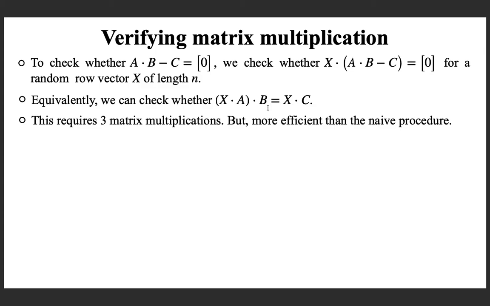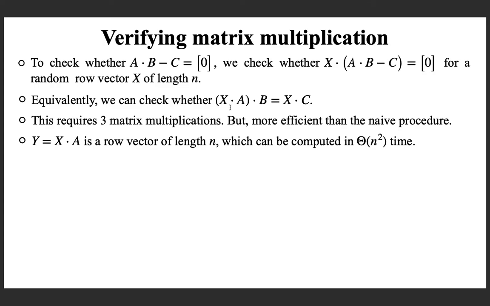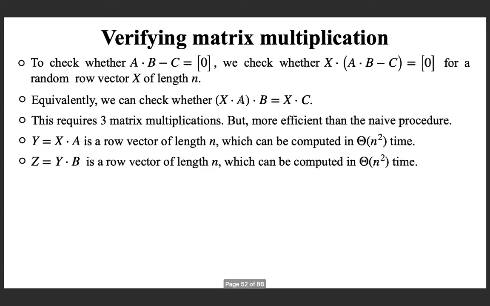procedure that we discussed. See, what is the complexity of performing x into a? X is a row vector, binary, so you can easily see that it is a theta of n square operation. A row vector, and this is an n by n matrix. And what is the result? The result of doing it is again a row vector. You call it y. So this is y, then y multiplying with b.